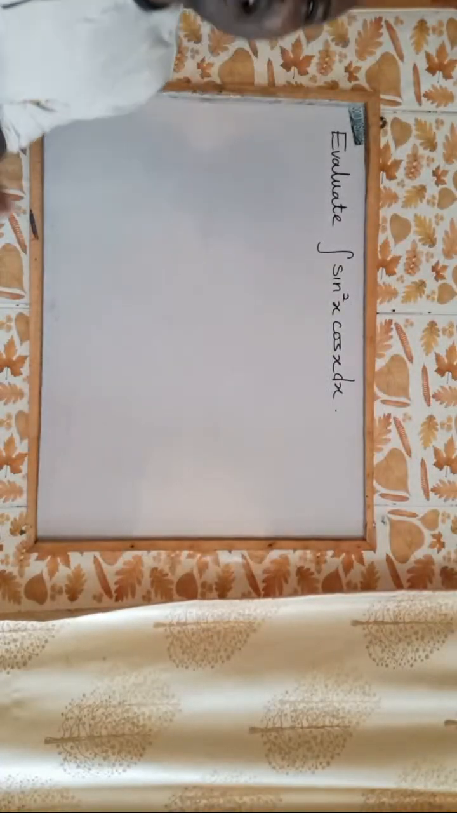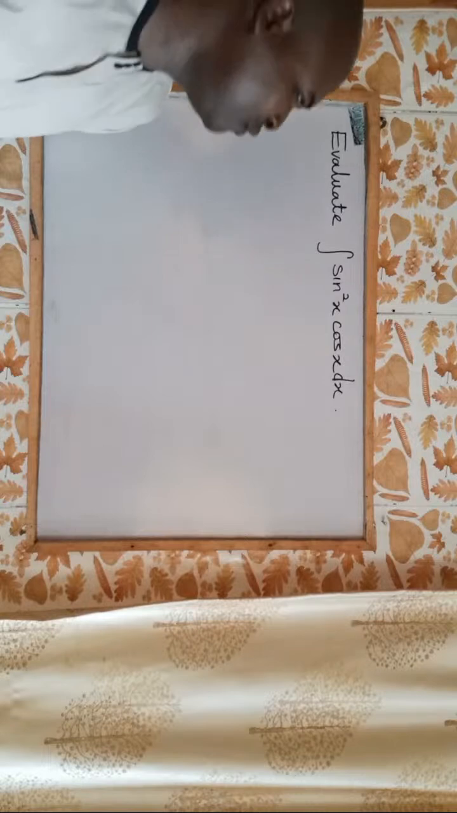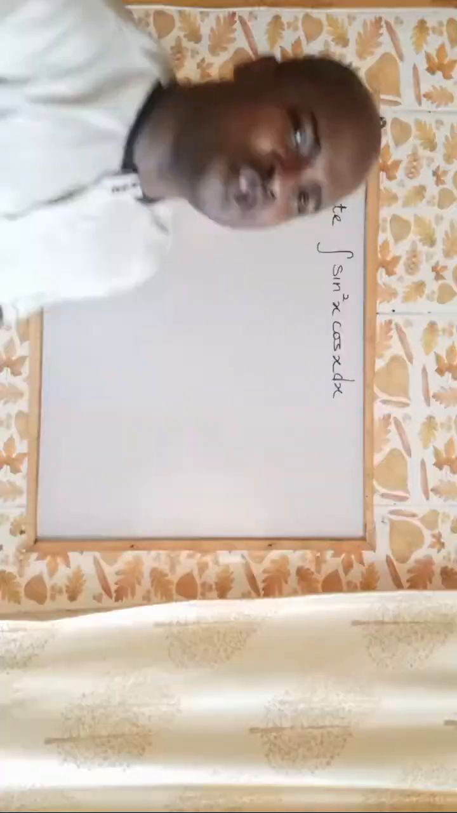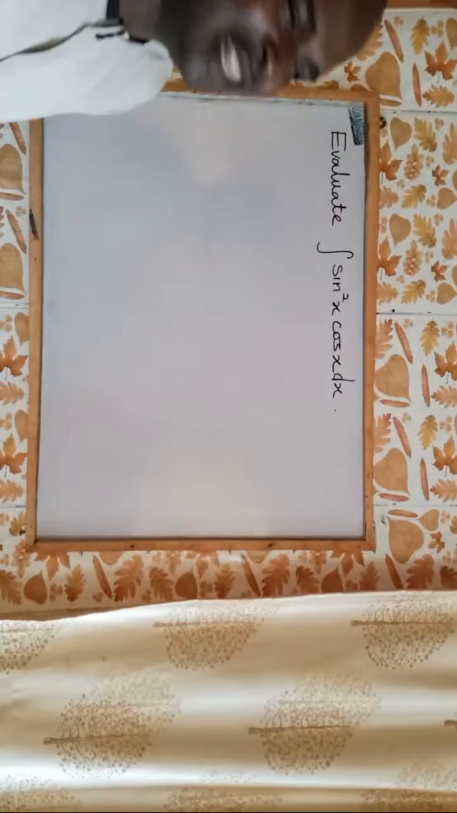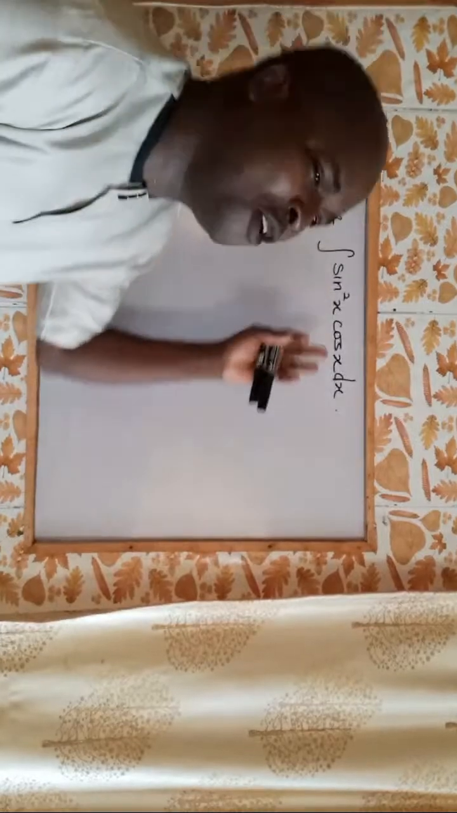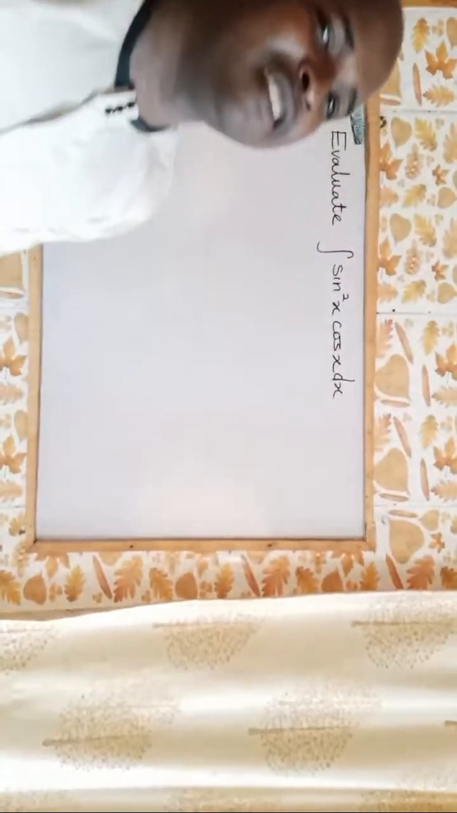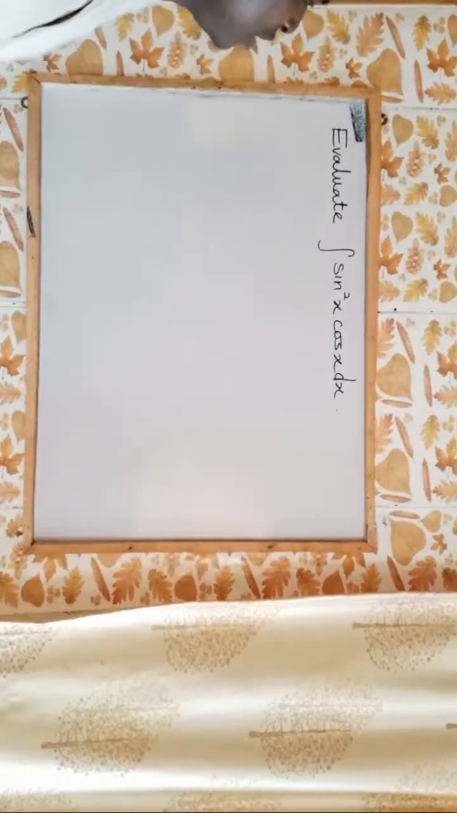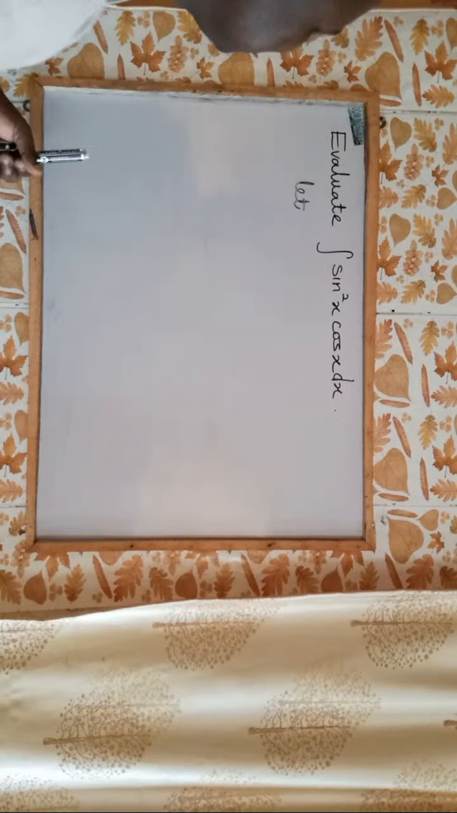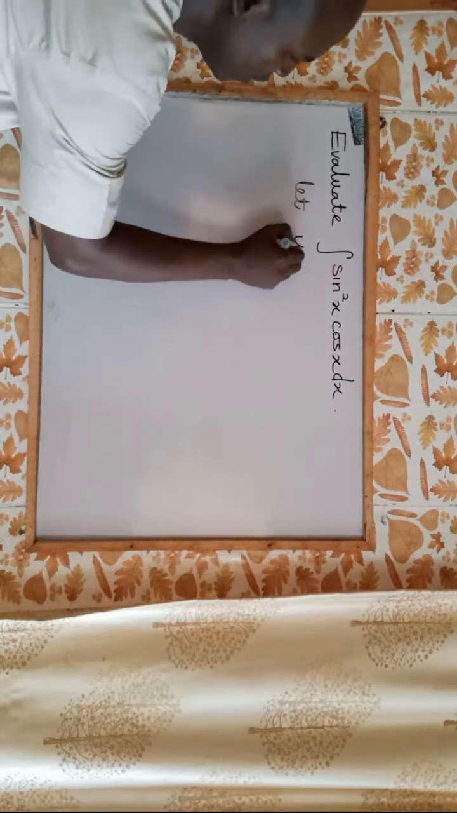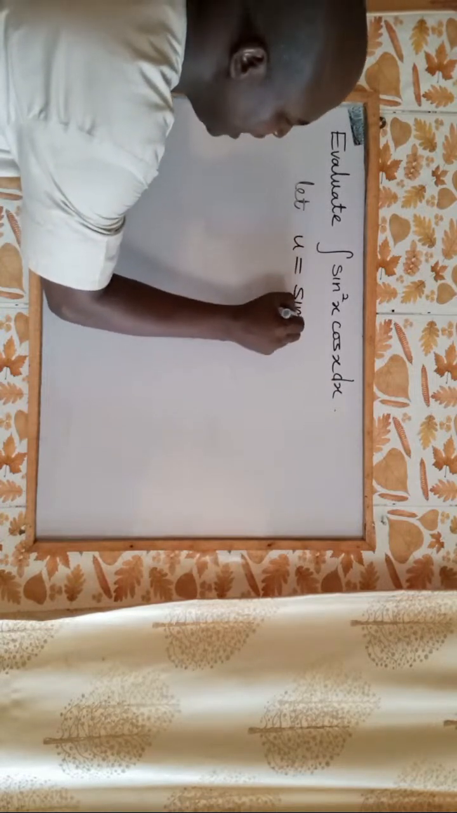Now we have another question. How can we solve this particular question? For us to solve this, it will be very difficult for us to go direct with this question. But we are going to consider using another letter to represent any of these trigonometric identity on the board. So I can write, let u is equal to sine x.